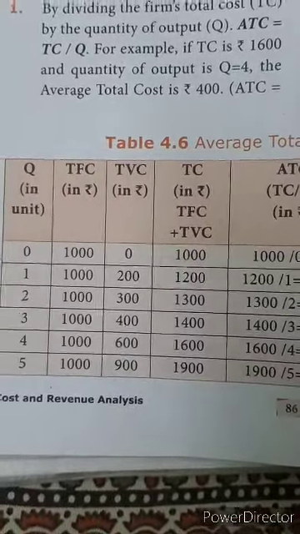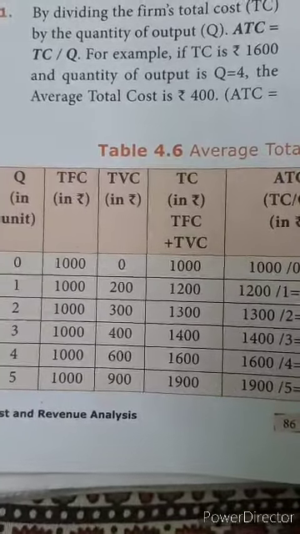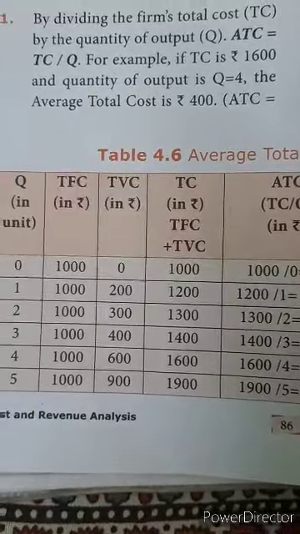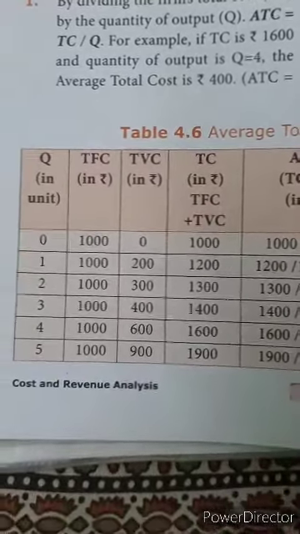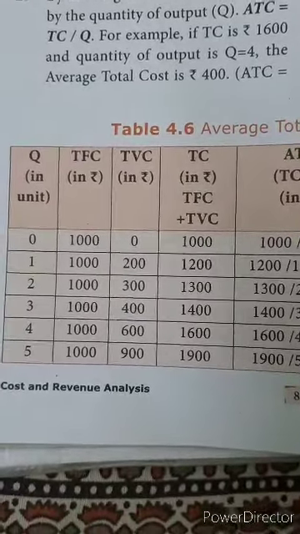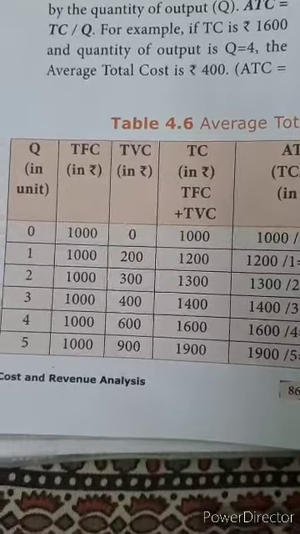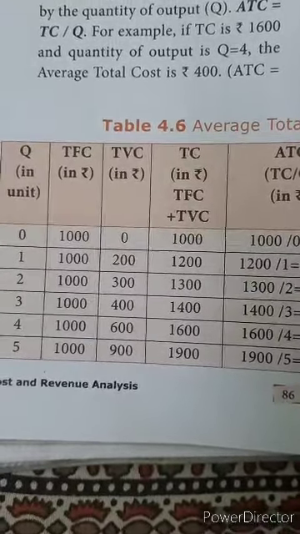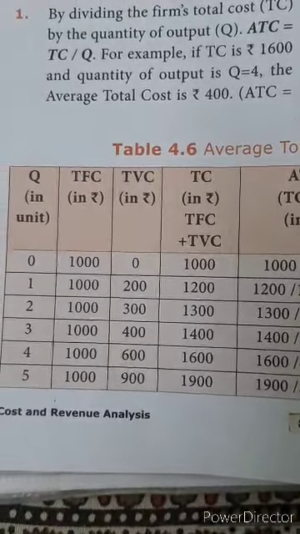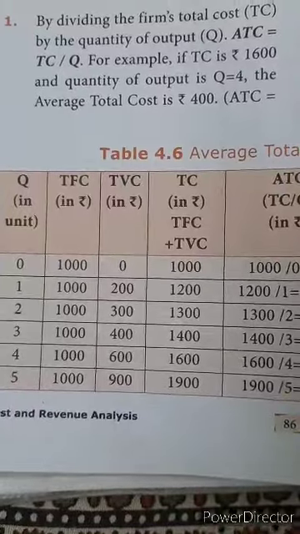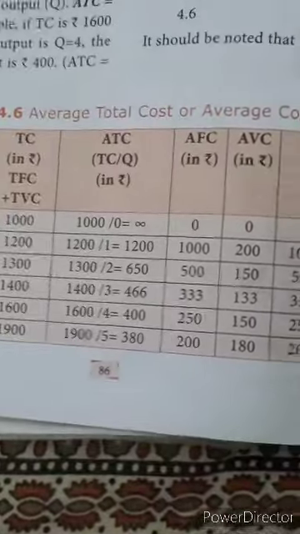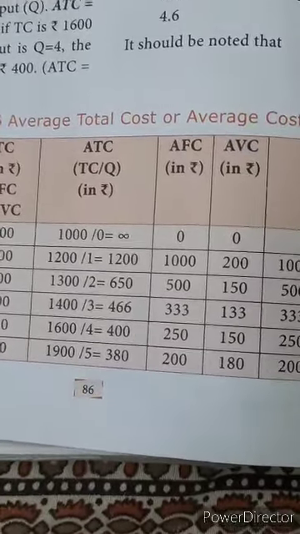Fixed cost, I already told you, remains constant, so 1000 rupees. Variable cost, now we have studied, 0, 200, 300, 400, 600, 900. Now we are going to calculate the total cost. Total cost will be total fixed cost plus total variable cost. So 1000 plus 0, 1000. 1000 plus 200, 1200. 1000 plus 300, 1300. So they have added TFC plus TVC. Then you get TC.